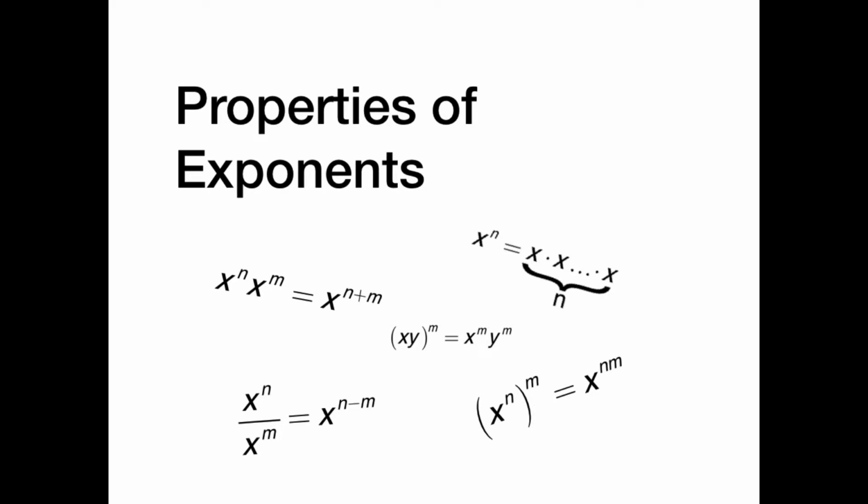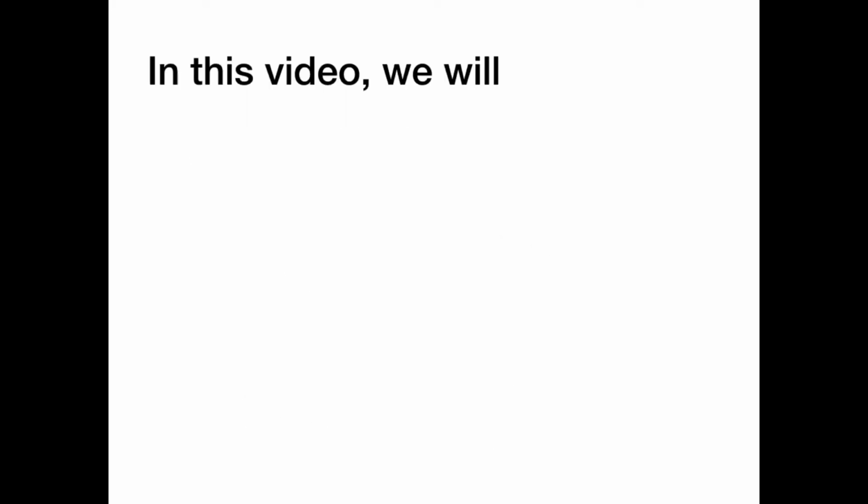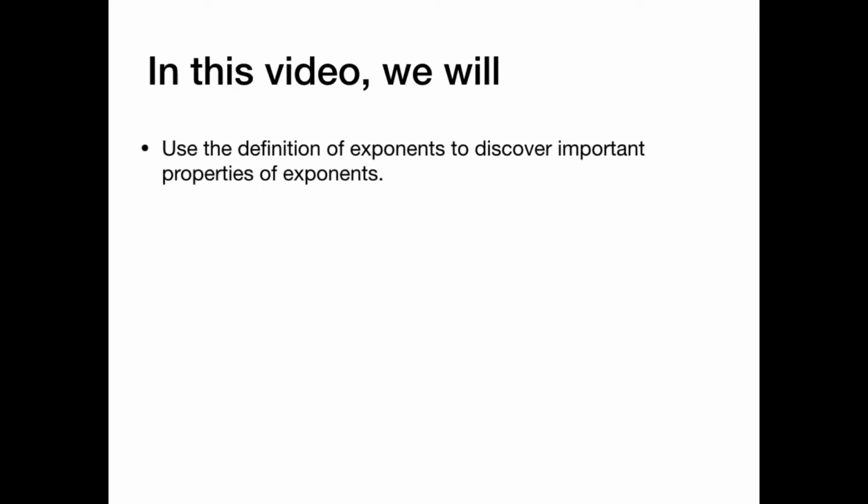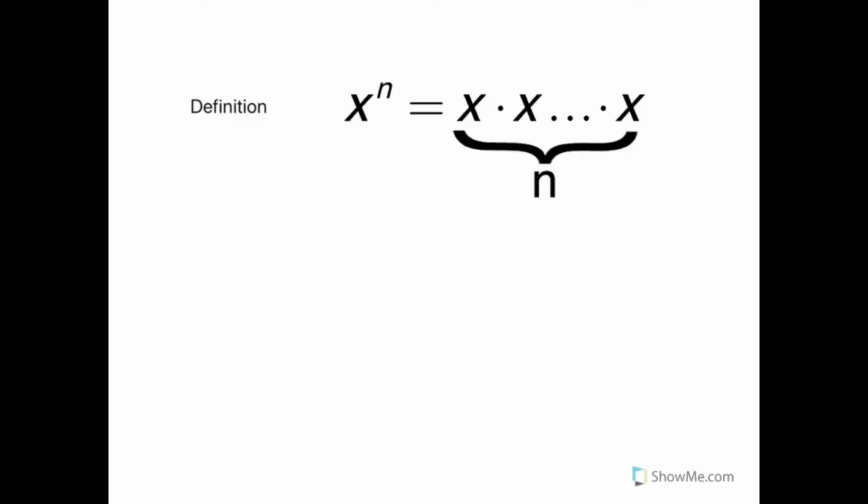Properties of exponents. In this video, we will use the definition of exponents to discover important properties of exponents, and then we're going to use those properties to simplify expressions. An exponent represents repeated multiplication. So the exponent n represents how many copies of the base x are multiplied together.